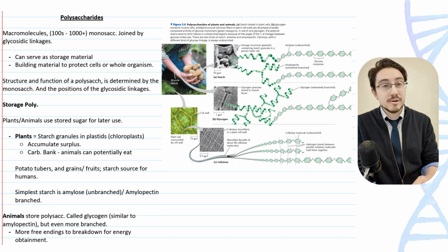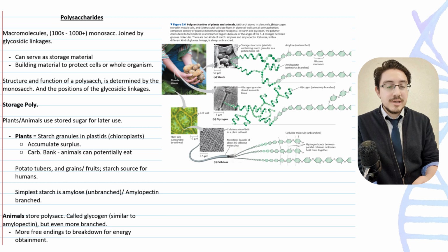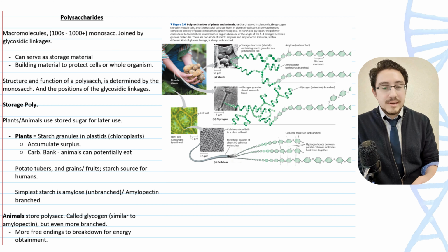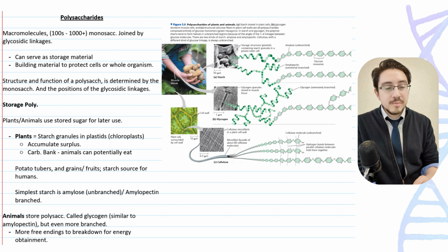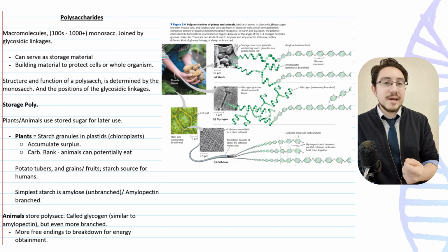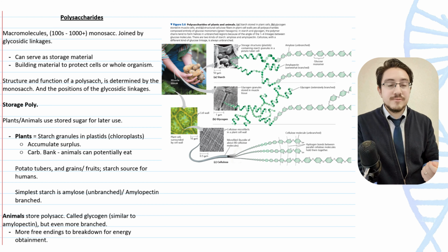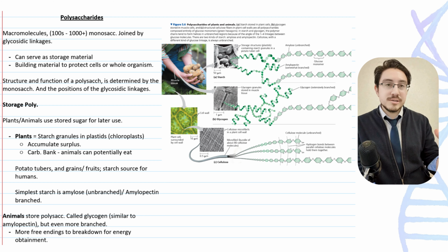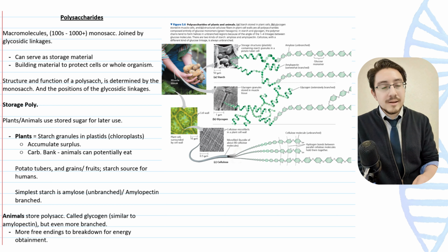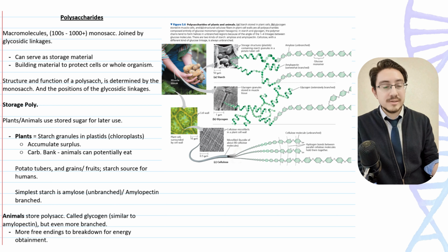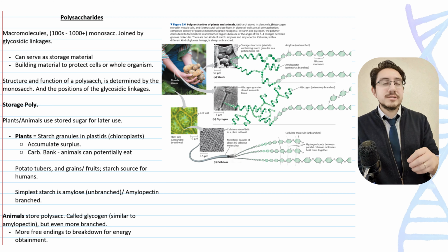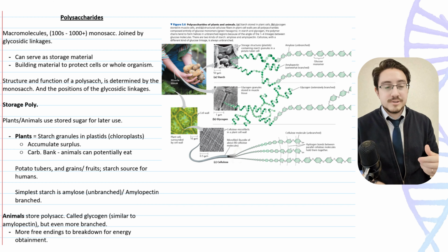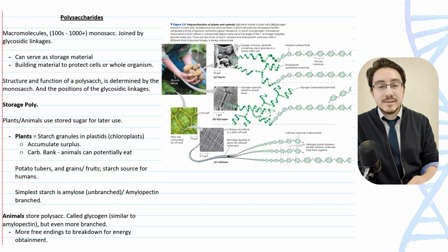The simplest starch is amylose, which is unbranched, or amylopectin, which is a branched form. I'm going to get into the visuals in a little bit. Animals store polysaccharides in the form of glycogen, very similar to amylopectin in that it's a branched structure. It's even more branched than amylopectin. It has free endings, so there's more area in which you can pick off individual monomers ready to be used for energy harvesting.